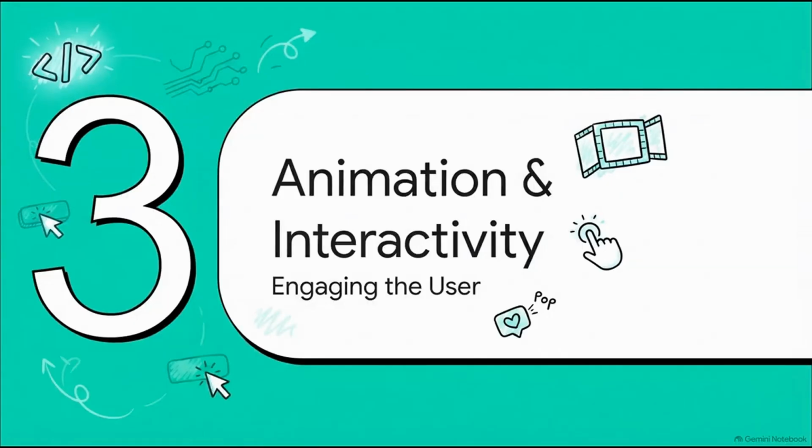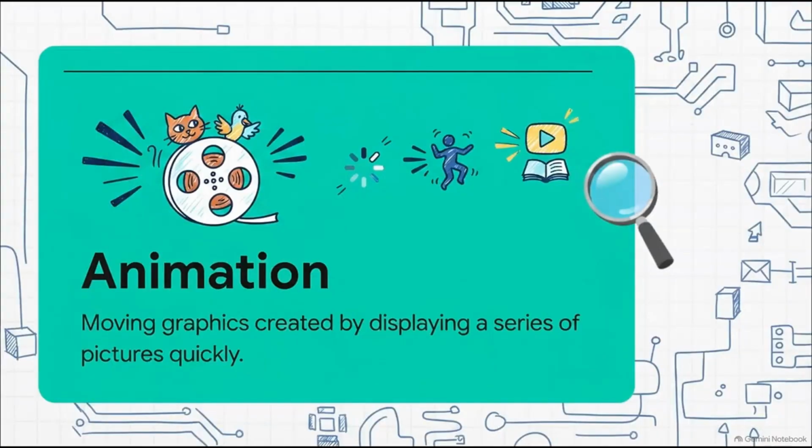All right, Section 3, Animation and Interactivity. Let's clarify what animation actually is, because it's not just Saturday morning cartoons. In the digital space, animation is moving graphics or images created by displaying a series of static pictures really, really quickly. Sure, it includes e-learning videos, but it's also the little moving icons in your apps, or that spinning loading symbol you stare at while a page refreshes.